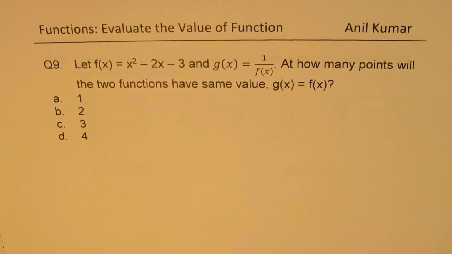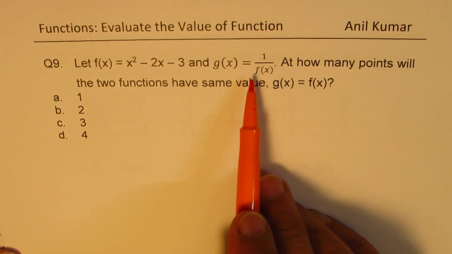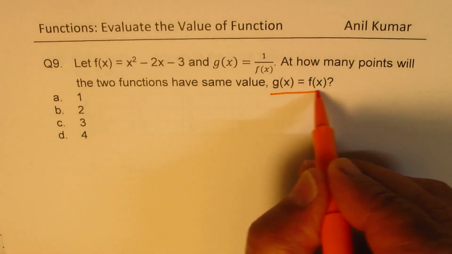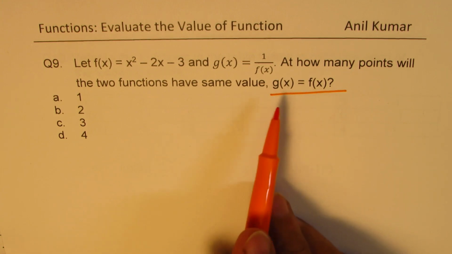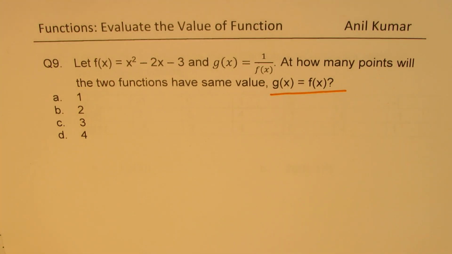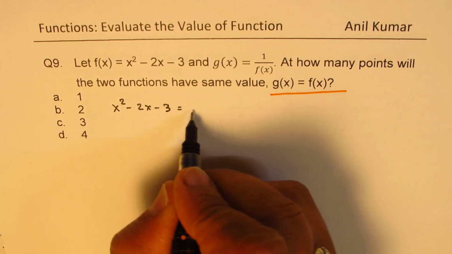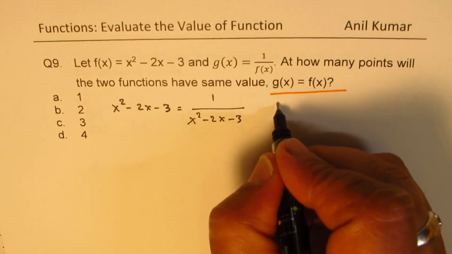Here is the second last question, question 9. Let f of x be equal to x squared minus 2x minus 3 and g of x equals 1 over f of x. At how many points will the two functions have the same value? That is, g of x equals f of x, right? You can always pause the video, answer the question, and then look into my suggestions, correct? Now, algebraically, what you could do is equate the two equations, which is x squared minus 2x minus 3 equal to 1 over x squared minus 2x minus 3, cross multiply and solve, right?